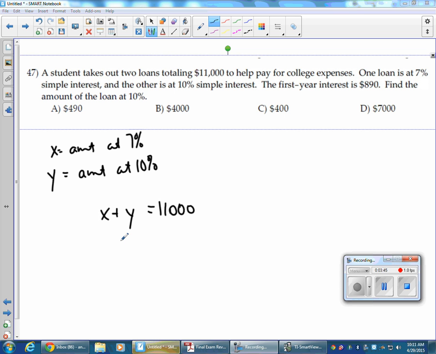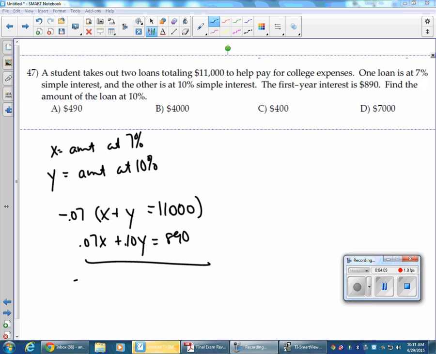the other is going to have to do with the amount of interest. So 7% of x and 10% of y has to add up to the $890 of interest. And they want to know how much did they borrow at 10%. So we've got to solve this whole thing, and then we'll give them the answer for y. So if I want to cancel out, I can go ahead and cancel my x's, and then I'll have the answer to the question that they asked.